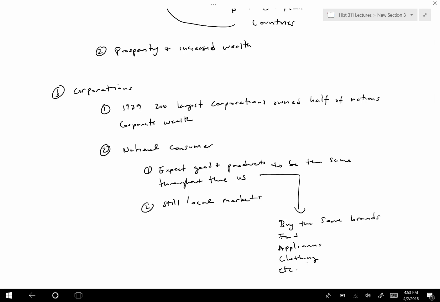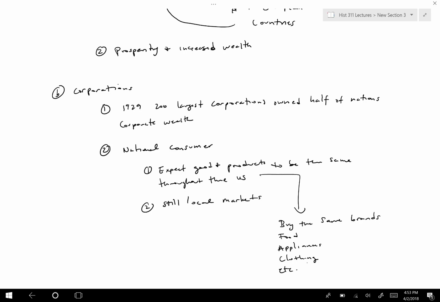Those are large brands that we think of, and some of the brands that we know of, like GE, General Electric, really became the powerhouse that they were during this period.